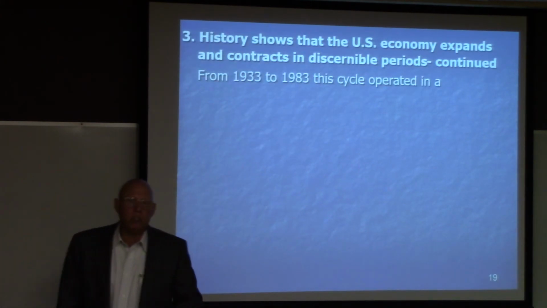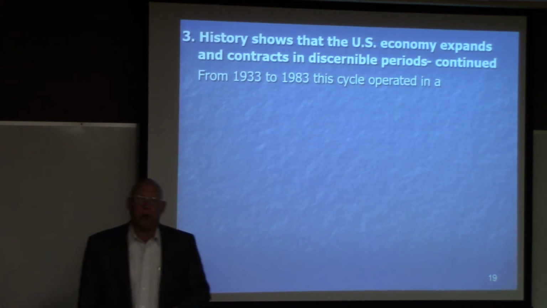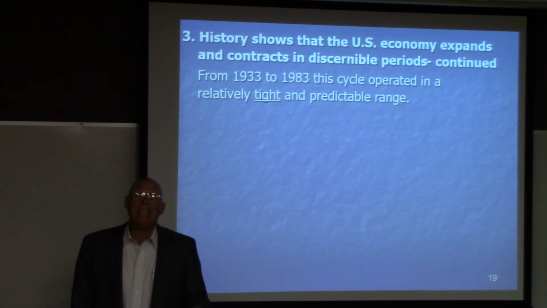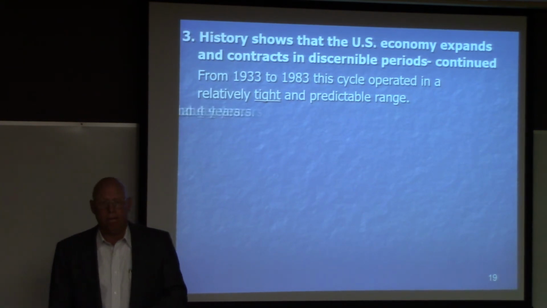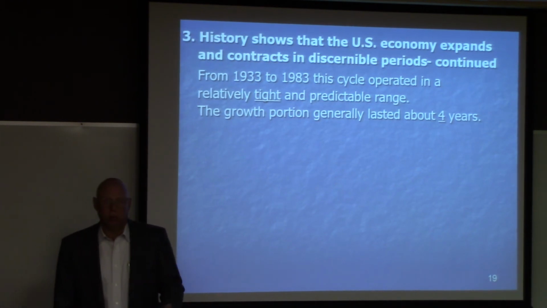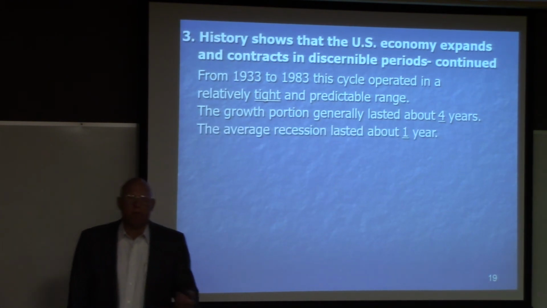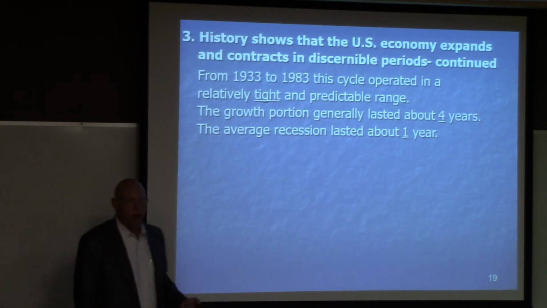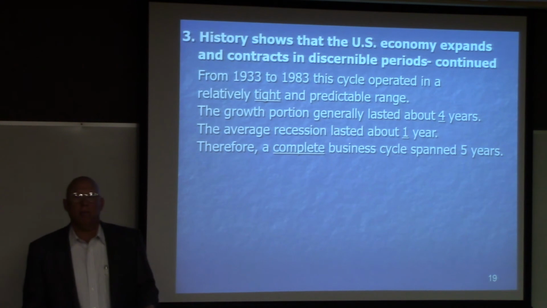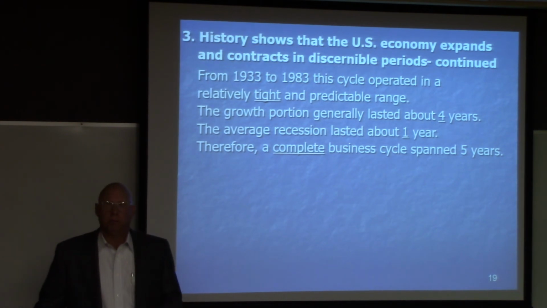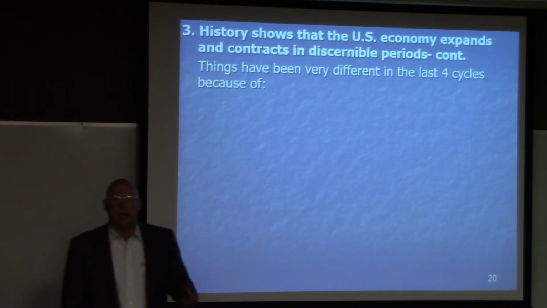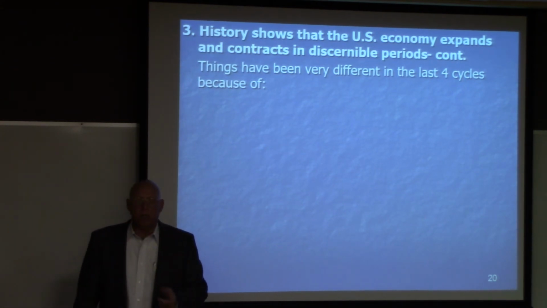From 1933 to 1983, a period of 50 years, this cycle operated in a very tight and predictable range. The growth portion generally lasted about 4 years. The average recession lasted about 1 year. Therefore, for a long, long period of time, we had 5-year business cycles. But things have been very different in the last 4 cycles, for these reasons.